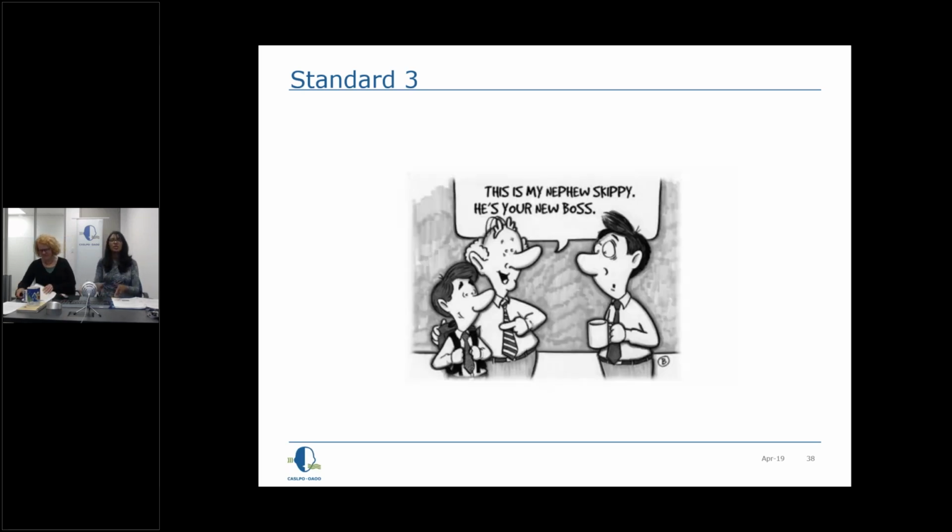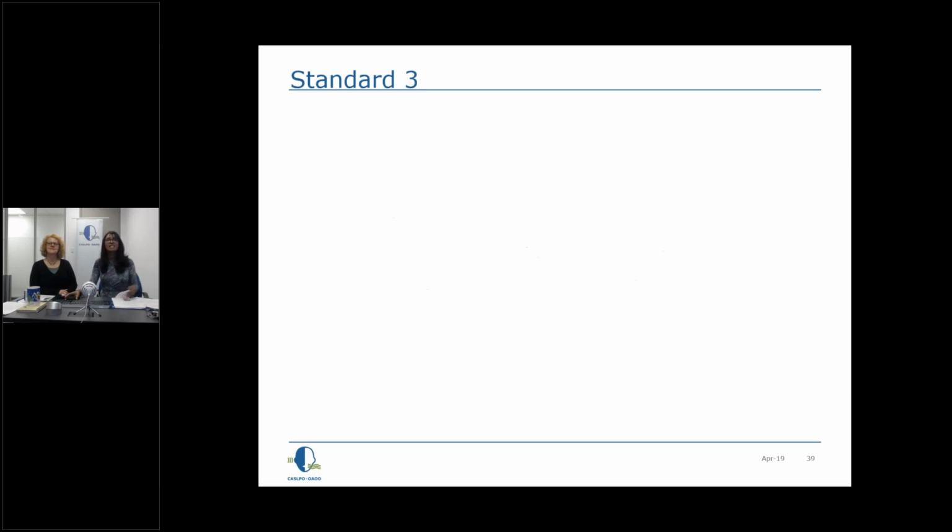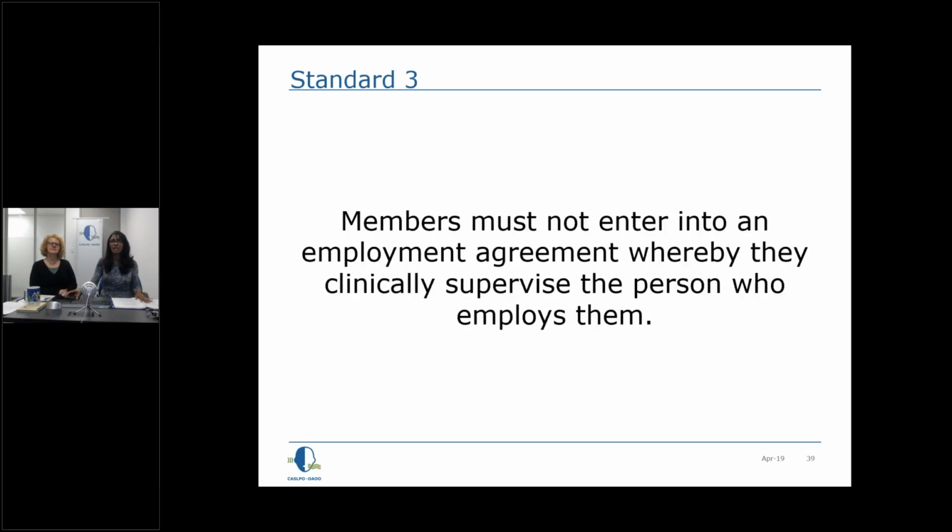Okay, so I'm just going to start off with a quick comic where clearly a senior employee is introducing this gentleman's new boss, and he says, "This is my nephew Skippy. He's your new boss." I'm sure this is going to be a very interesting employment relationship. And it leads us nicely into standard 3, which states that members must not enter into an employment agreement whereby they clinically supervise the person who employs them.